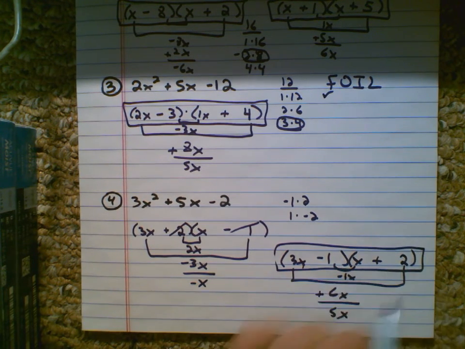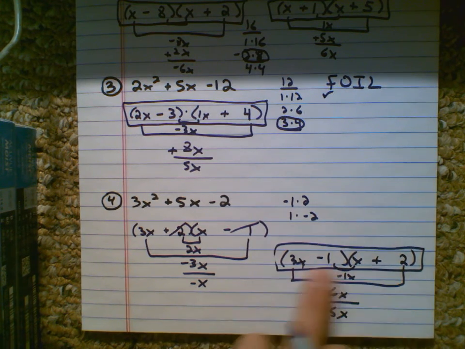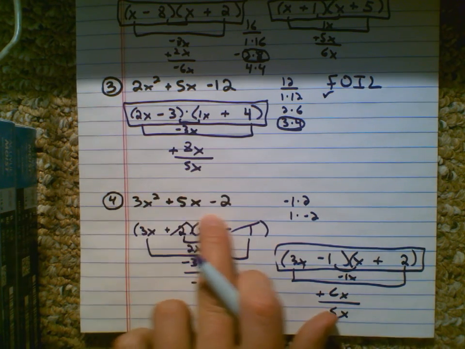Okay, so my factoring would be 3x minus 1 times x plus 2. If I multiply those together, I would get 3x squared plus 5x minus 2.